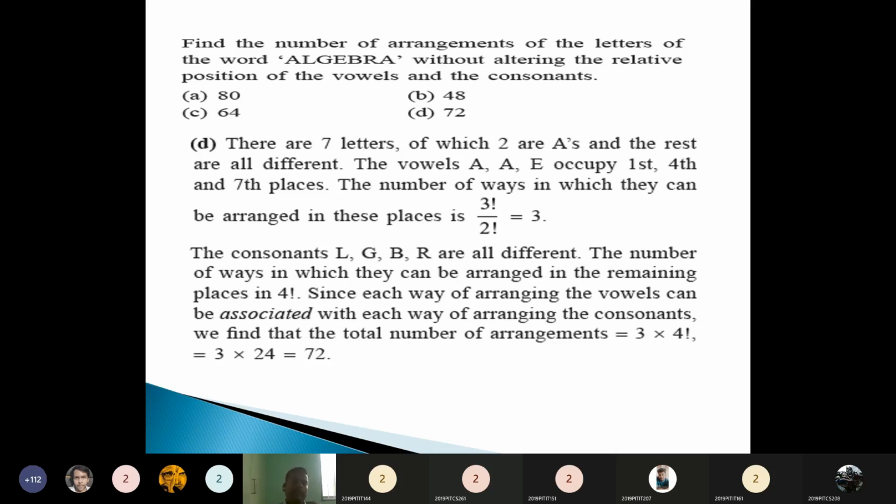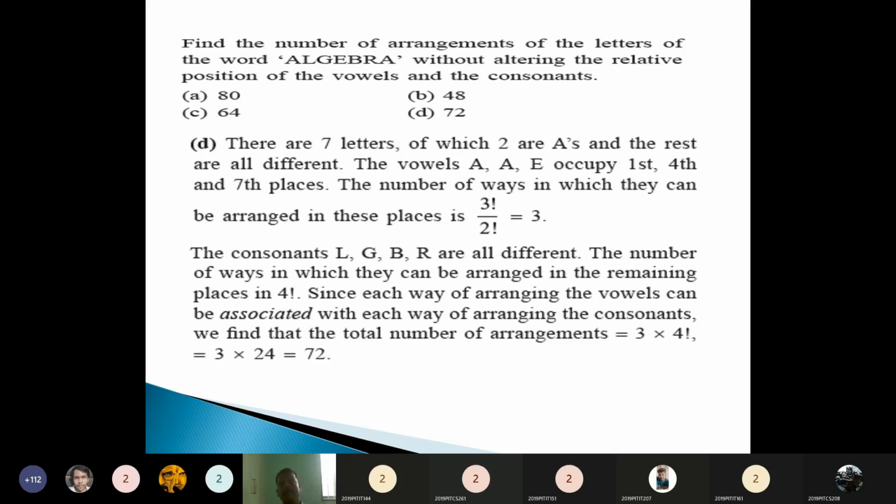Remaining we have 4 consonants. All are distinct, I mean different. So the number of ways they can arrange themselves is 4 factorial ways. Since each way of arranging the vowels can be associated with each way of arranging the consonants, that is 3 into 4 factorial. The 4 consonants arrange themselves in 4 factorial ways. 4 factorial is 24, so the total is 72.